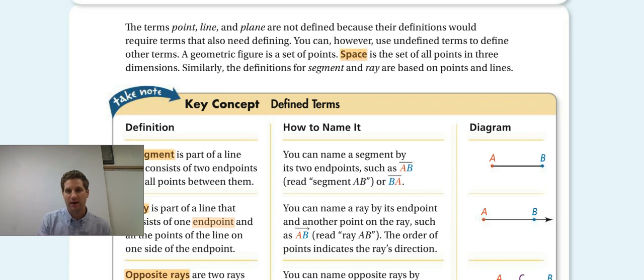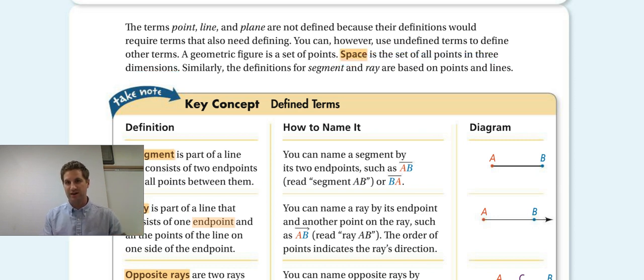Our next vocab word is space. So space is just a set of all points in 3 dimensions. I'm not going to have you write that one down. We don't talk about it a ton, but that's what space is. It represents all those different points in our 3-dimensional place. We call it space. So there you go.